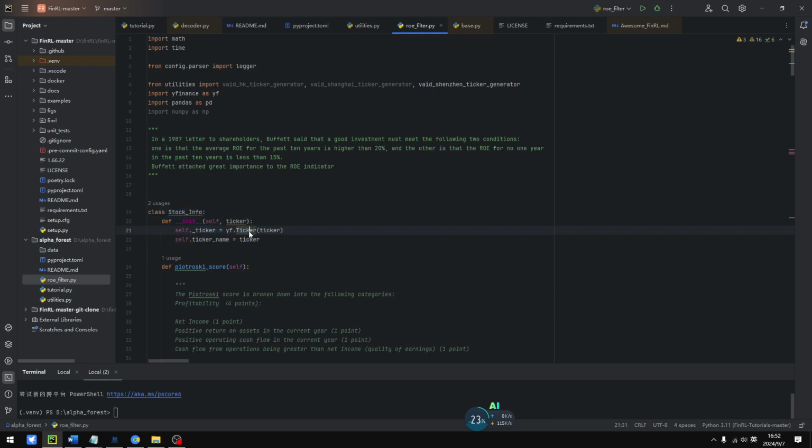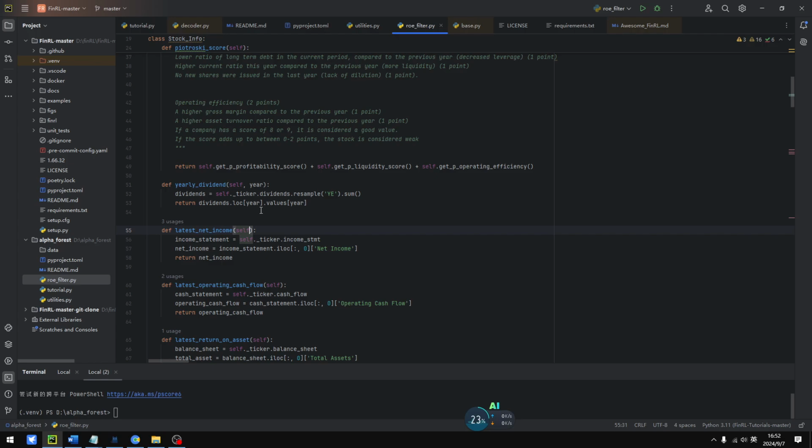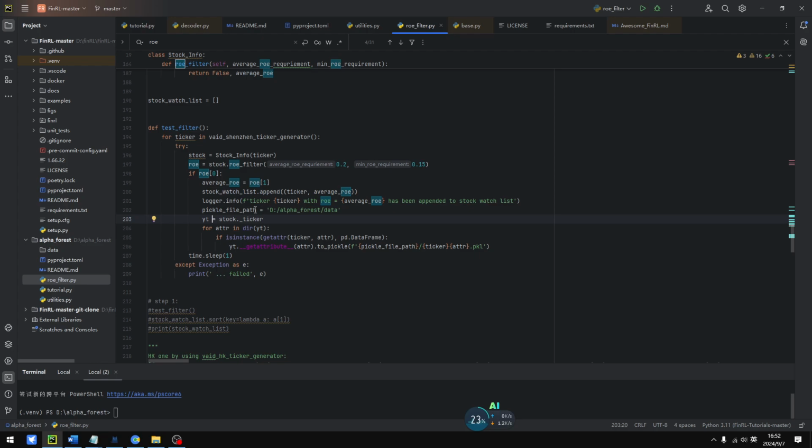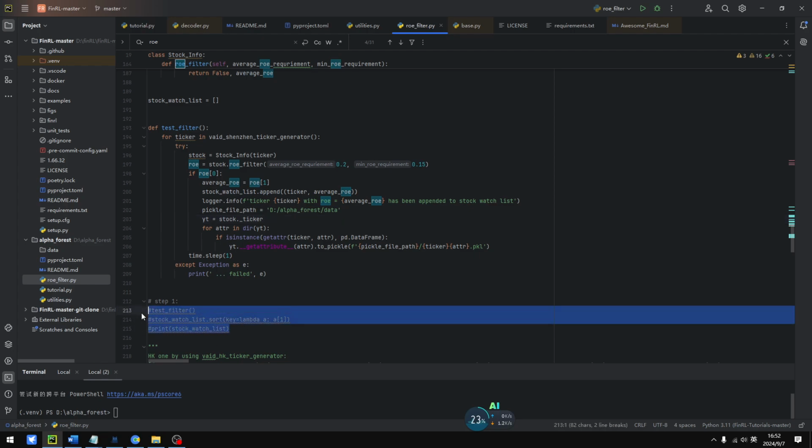And initiate the ticker informations. In the ticker informations, we will be able to have all those fundamental informations provided by Yahoo. Okay, and then let's go to the first step. The first step is, let's say I will try to test the filters and sort it, and then I will get the raw stock list.